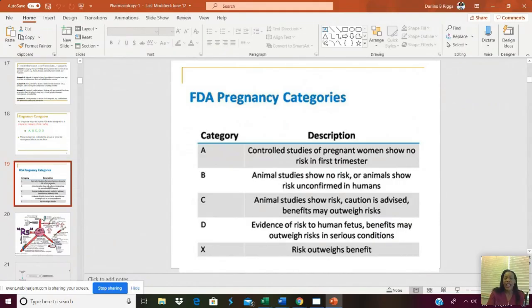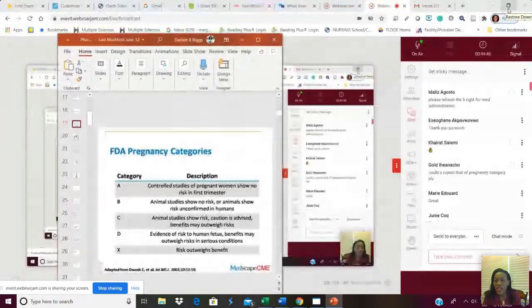Because they're class A. And as you can see here, class B, there's been some animal studies that show no risk, so class Bs are fine as well. But C, D, and X: look at C, animal studies show risk. Look at D, there's evidence of risk to the fetus, and of course category X for sure, the risk outweighs the benefits, so you would never give a pregnant woman a category X drug. So I hope you're clear with that one.